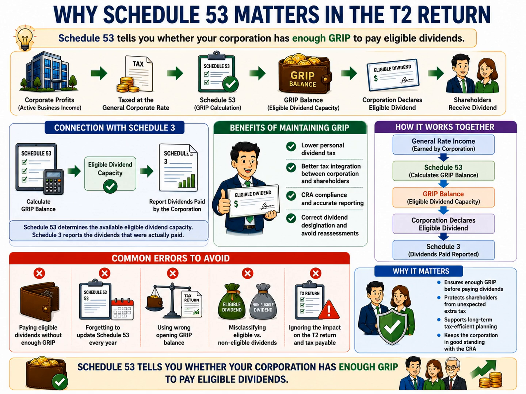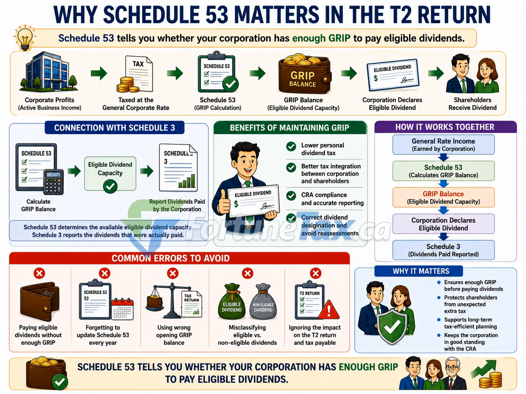It's also important to avoid some common mistakes. A corporation should never designate eligible dividends without first confirming that it has a sufficient GRIP balance. Other common errors include forgetting to update Schedule 53 each year, using an incorrect opening GRIP balance, misclassifying eligible and non-eligible dividends, or overlooking the impact that dividend designations can have on the corporation's T2 tax return.